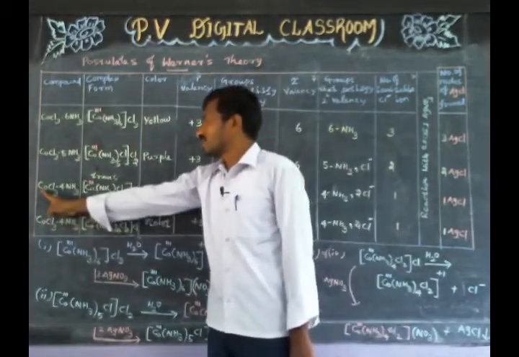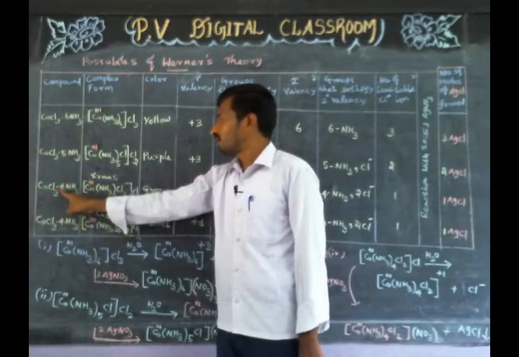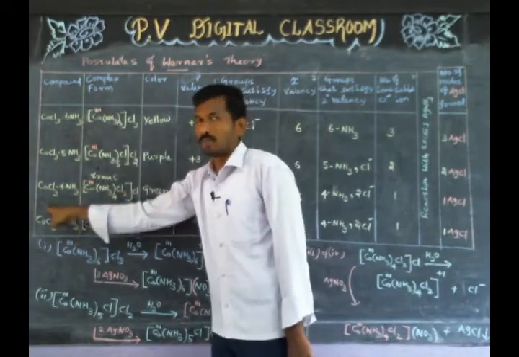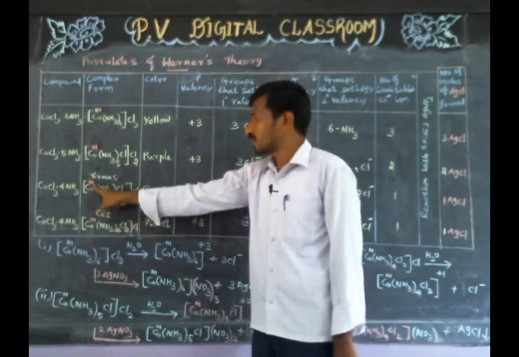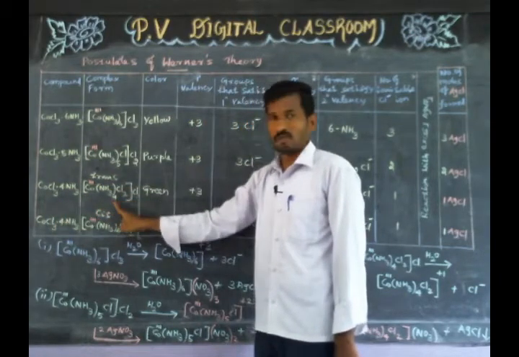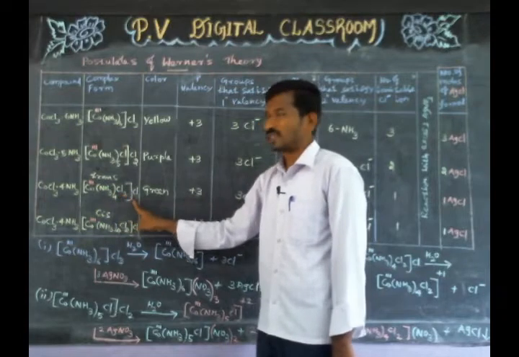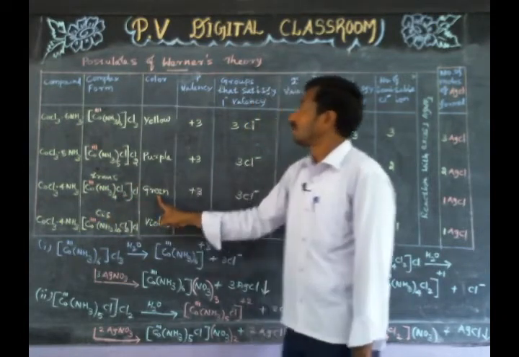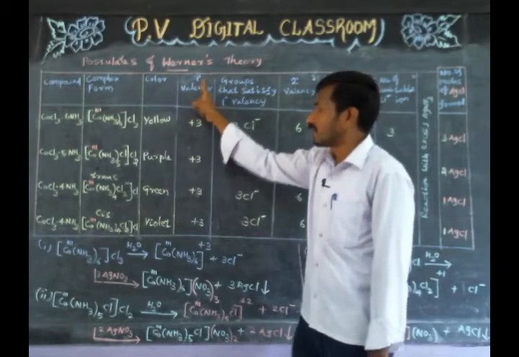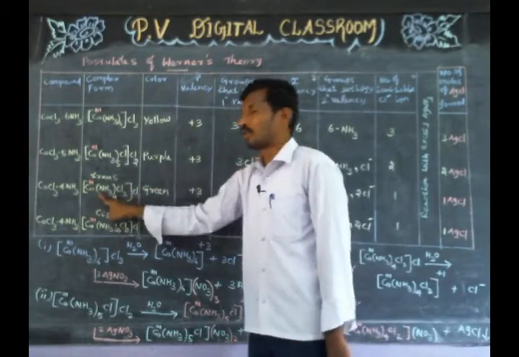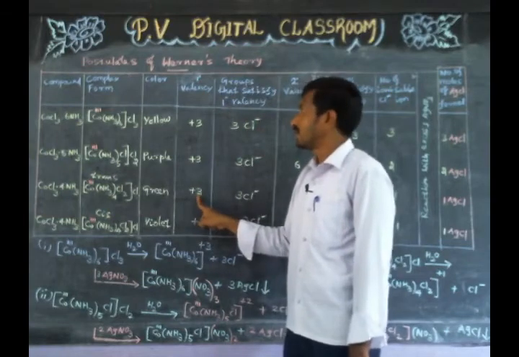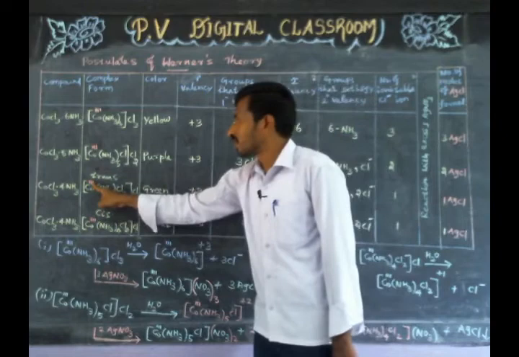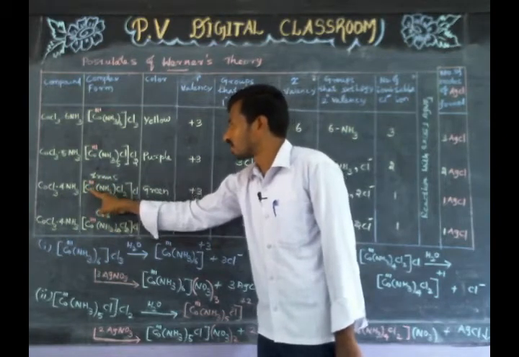Third compound is CoCl3.4NH3. Complex form of this compound is Co with oxidation number 3, NH3 4 times, Cl2, Cl. This compound exhibits green color. Primary valency of the central atom of this compound is +3. Here primary valency represents the oxidation number of the central atom of this compound.